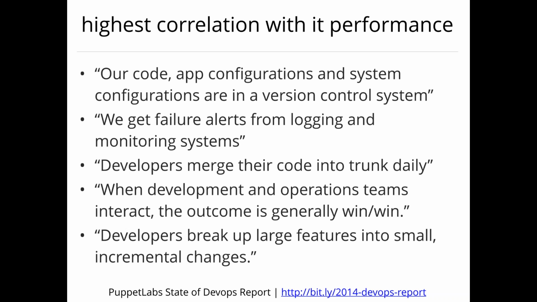Secondly was making sure that you get failure alerts from your logging and monitoring systems, not from, say, Twitter. And then there's 2 practices that are very dear to my heart. Firstly, developers making sure they're merging their code into Trunk on a daily basis, not working in long-lived feature branches that don't get merged into Trunk or mainline until it's time to do the integration phase. And then also the last one, developers break up large features into small incremental changes.